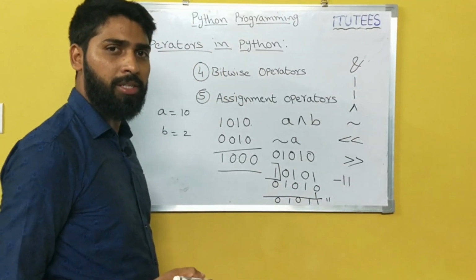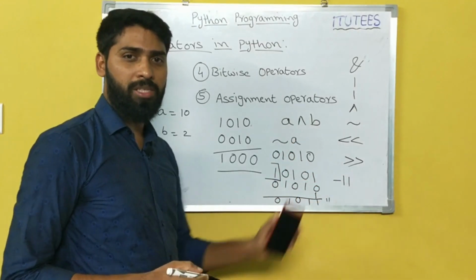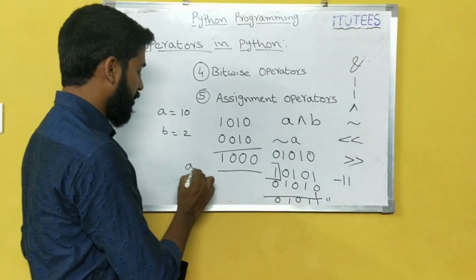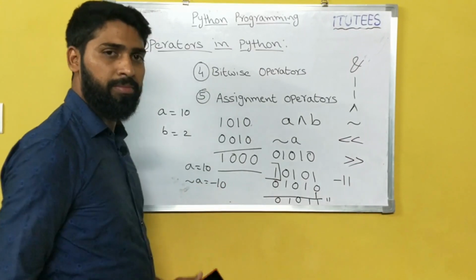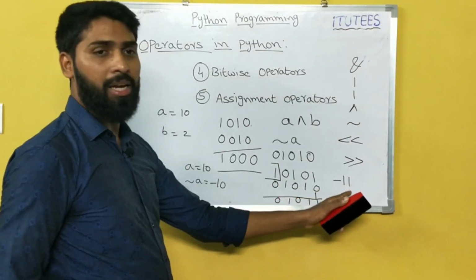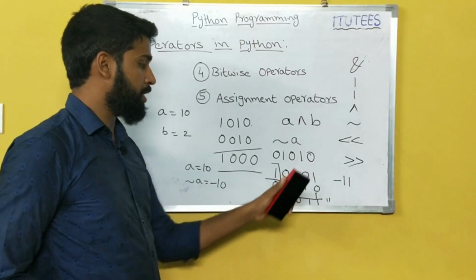I hope you all understand how the negation of a becomes minus 11. If a equals 10, the negation of a is not minus 10, it is minus 11. How? Already we discussed that the numbers are stored like this.